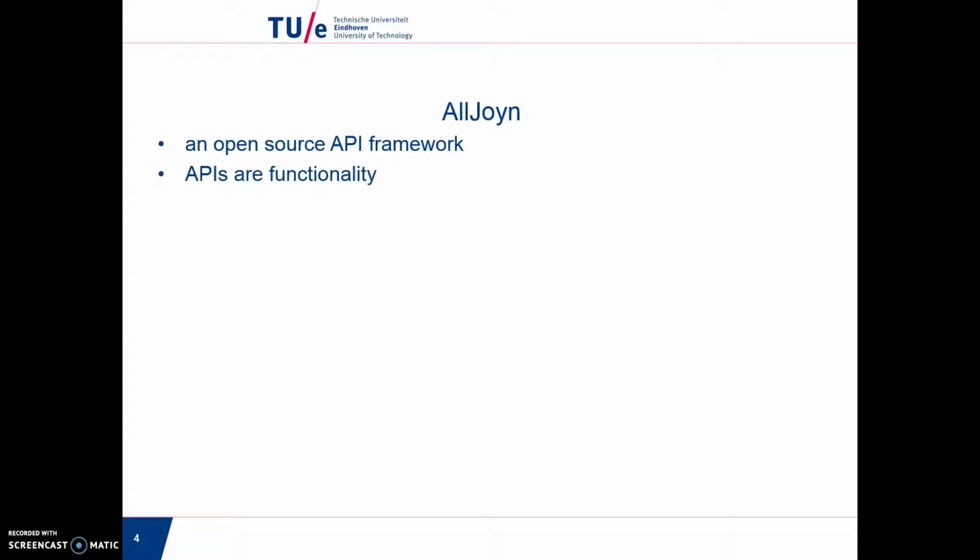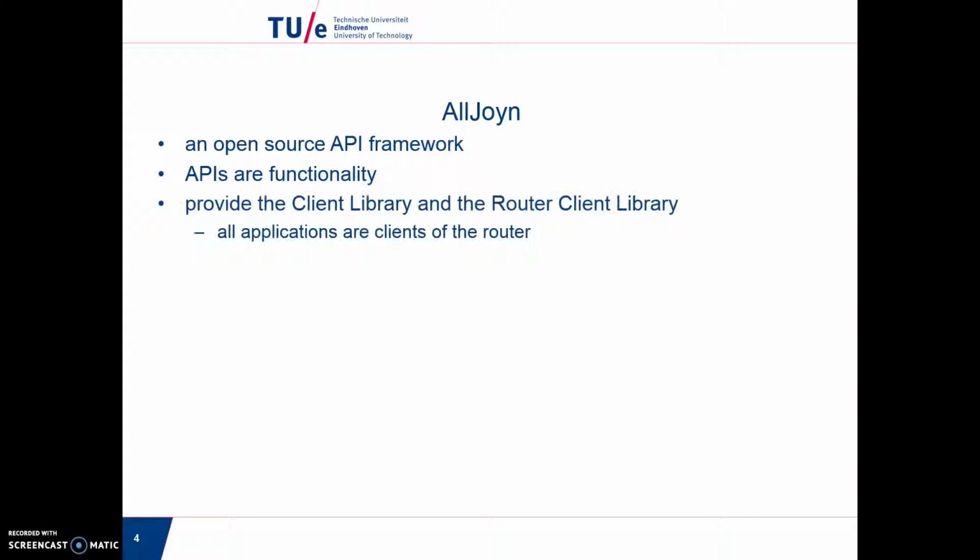These APIs are functionality, so that services such as getting temperature or time are available to clients on the same network. There are two main software components, the client library and the router client library. If you are curious about why there's no server library provided in the OJoin framework, don't worry, because all OJoin applications are clients of the router.